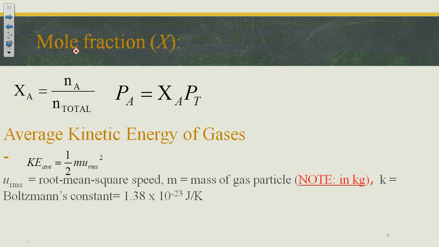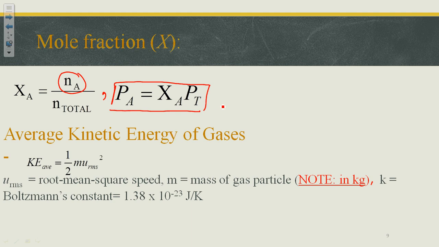Mole fraction, or X, is the ratio of moles of one component over total number of moles. And another modified way of writing this is pressure of gas A is equal to mole fraction of gas A multiplied by total pressure. And this equation is also very useful in figuring out how much would the pressure be of one component in a mixture of gases if you know the total pressure.